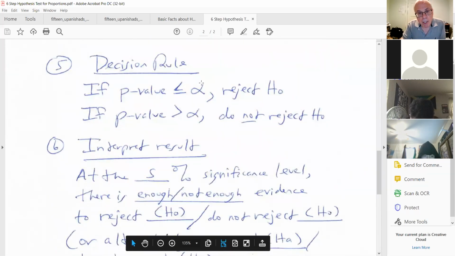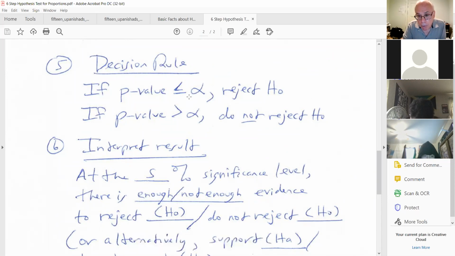Now, in the problem, you'll be given alpha. It'll always be given to you. Alpha is what? It is the level of significance. That's one term for it. It's the probability of a type 1 error. We can state it in 3 ways. I could say alpha. I could say level of significance. I could call it the probability of type 1 error. It'll be expressed either as a decimal or a percentage.